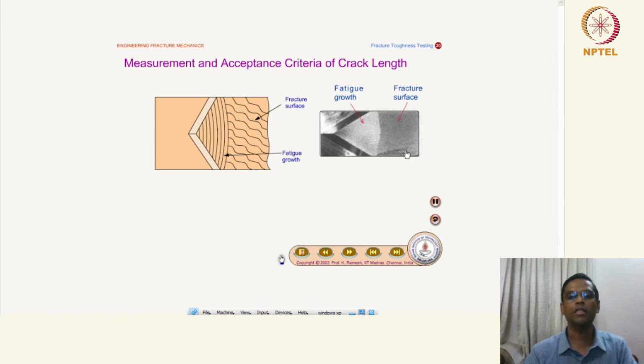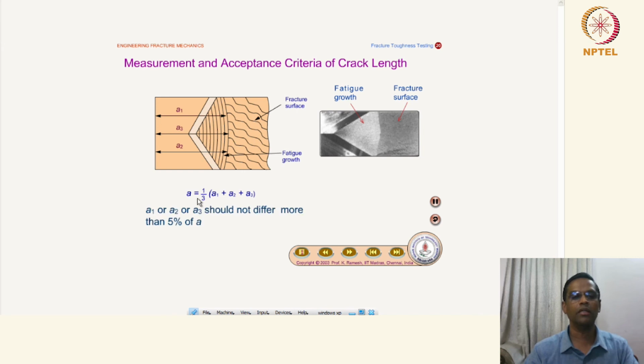You can see in the actual specimen that the fatigue crack growth region appears bright as compared to the fracture surface here. The crack length measurements are made at 3 locations, and then an average is taken. So a is equal to 1/3 (a1 + a2 + a3). A1, A2 or A3 should not differ by more than 5% of the average. So that is a condition.